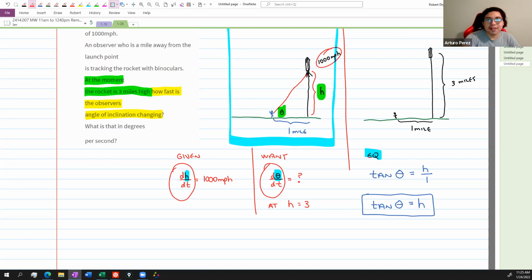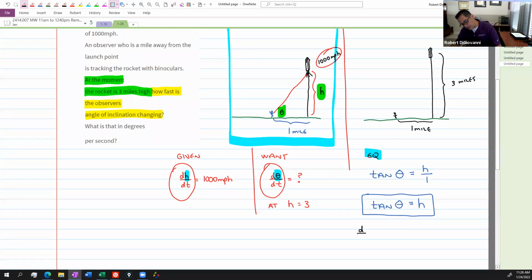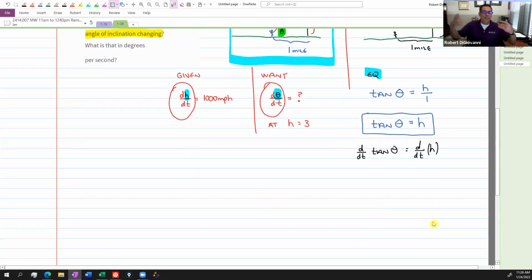Hunter had said in the chat to take the derivative. We're going to take the derivative of that equation with respect to what variable? Theta, or time? Look at both of our differentials here. They're both with respect to time, aren't they? So we want to differentiate this equation with respect to time. That way we get a dH/dt and a d theta/dt to come out, right? So I'm going to take the derivative with respect to time on the left side and the derivative with respect to time on the right side. This is the implicit differentiation step.